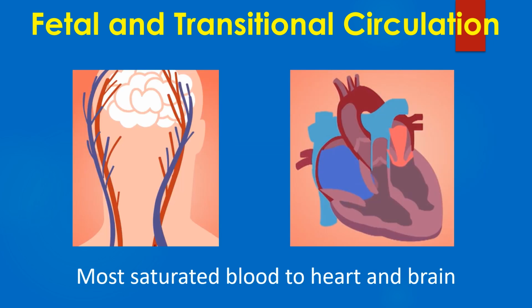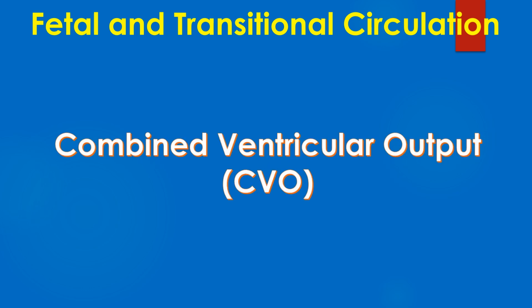Fetal cardiovascular system is designed so that the most saturated blood reaches the heart and the brain. Fetal circulation can be called a shunt-dependent circulation because there are intracardiac and extracardiac shunts. Cardiac output in the fetus is called combined ventricular output. Despite the low oxygen partial pressures in fetal blood, the presence of fetal hemoglobin and high combined ventricular output helps in the oxygen delivery to the tissues.